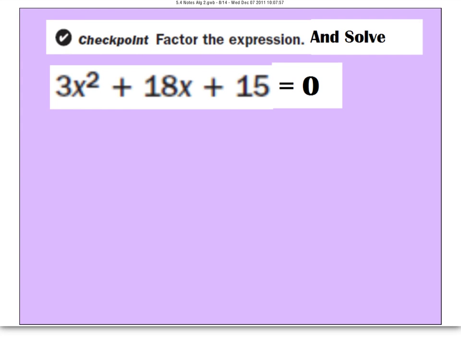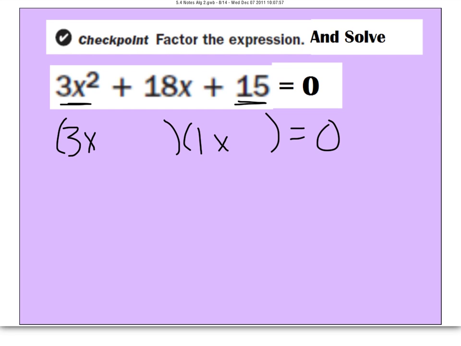Okay, let's look at another one. Again, I can tell I have to solve because it's equal to 0. So I'm going to take 3x squared, x and x for sure. 3 is only 3 and 1, so that's nice. Then I have to put 15 here and here. So when I multiply these two, I get an 18x.